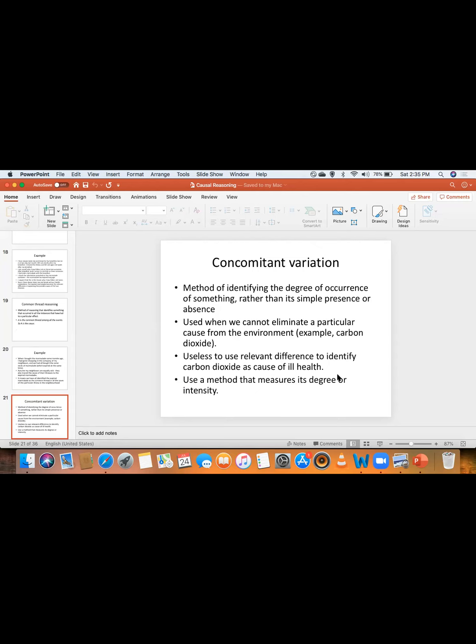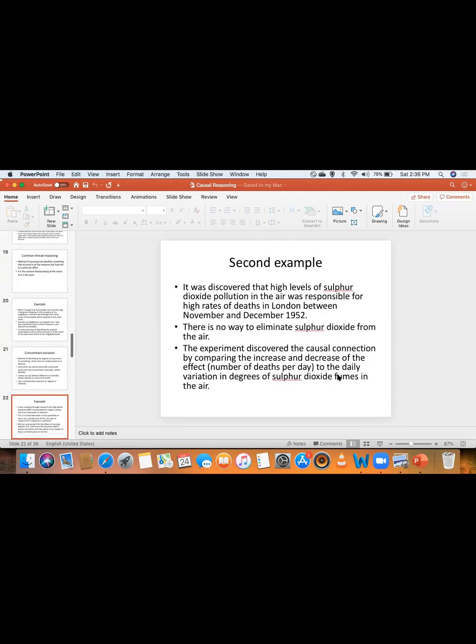Then we have concomitant variation, which is to measure something that is in the environment that will never be eliminated. There are certain things that are always in the environment, but sometimes they can be causing problems. So if they are causing problems, it's not because they are present in the environment, but because they are present at a degree that is not healthy. For instance, carbon dioxide, sulfur dioxide, carbon monoxide, selenium in the soil, and so on.